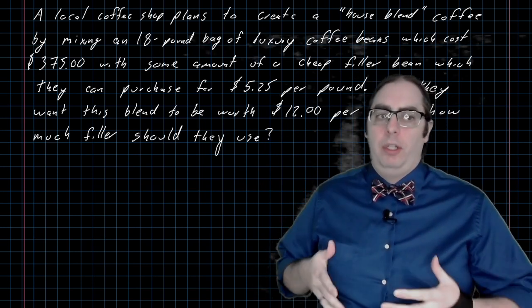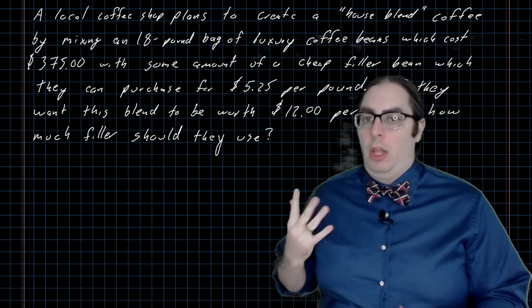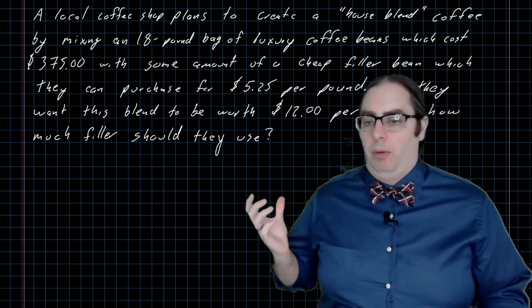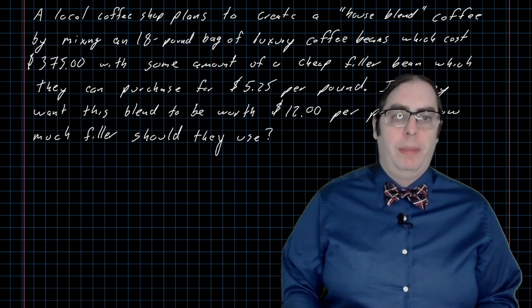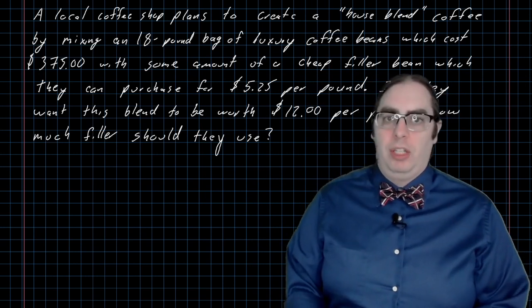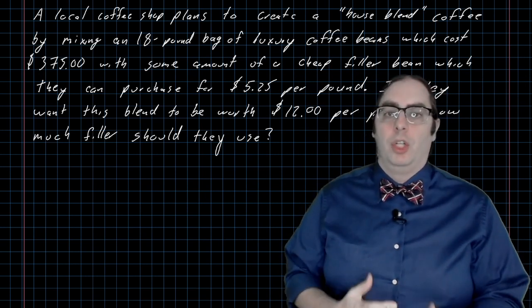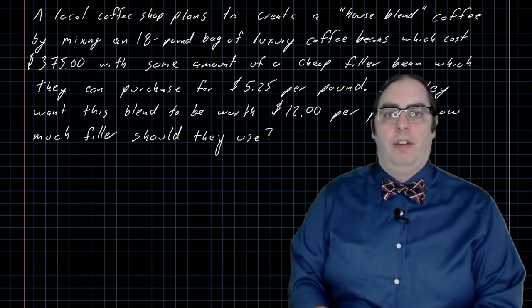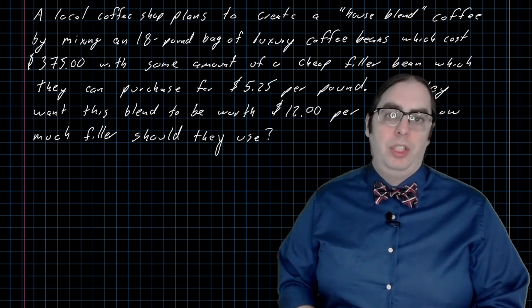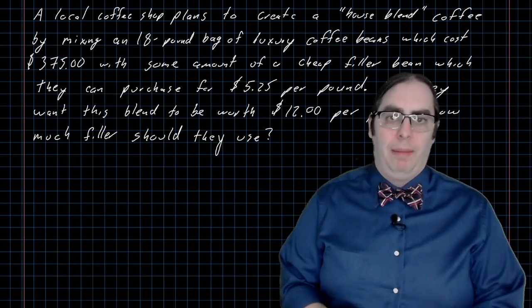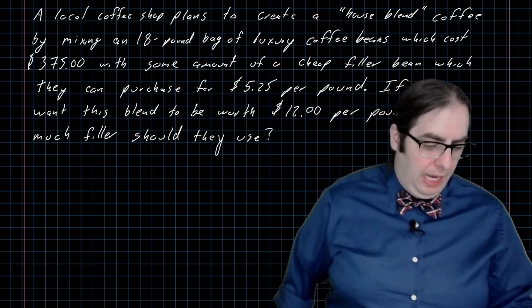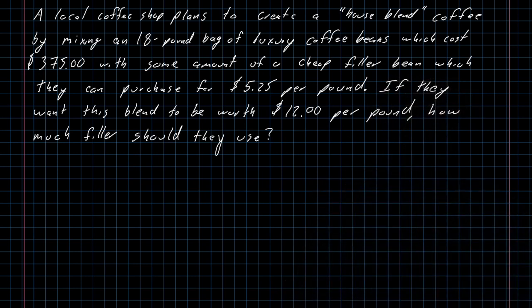Right? When you put beans together, the cost that it takes to purchase the luxury beans that you pour into the mixture and the cost that you spend to get the filler beans that you put into the mixture gives you the total cost of the mixture. That relationship is what tells you you have a mixture problem. And when we have a mixture problem, I tend to approach them using a table.